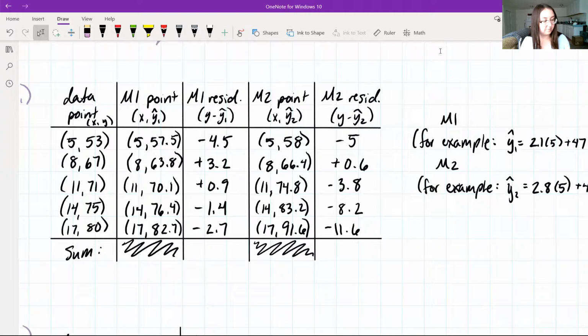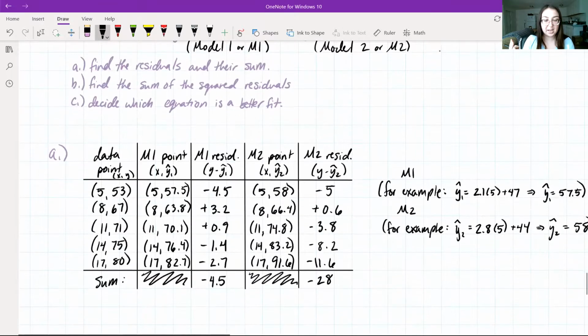If you do this, then we will end up getting our values of negative 4.5, corresponding to our model 1, and a negative 28, corresponding to our model 2. So we see that our sum of residuals for Model 1 is definitely smaller than our Model 2 sum of residuals, but we know that the real test is going to be the sum of the squares of the residuals.